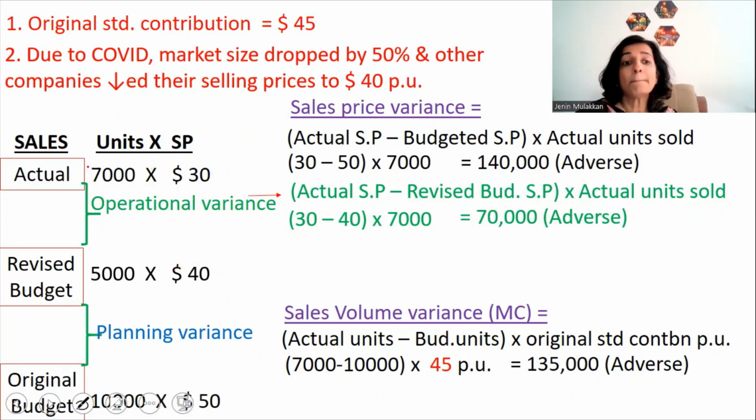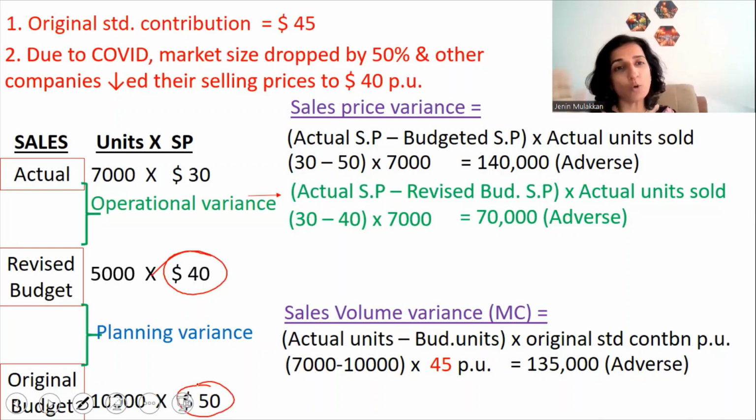Now moving to the planning variance. In planning variance, what are we trying to find out? As per the original budget, the selling price was $50, but we were forced to reduce it to $40 due to COVID or any other uncontrollable factor. So we are trying to find out how much loss we have suffered because of that reduction. So always take the top figure first, $40 minus $50. That's the difference in selling price.